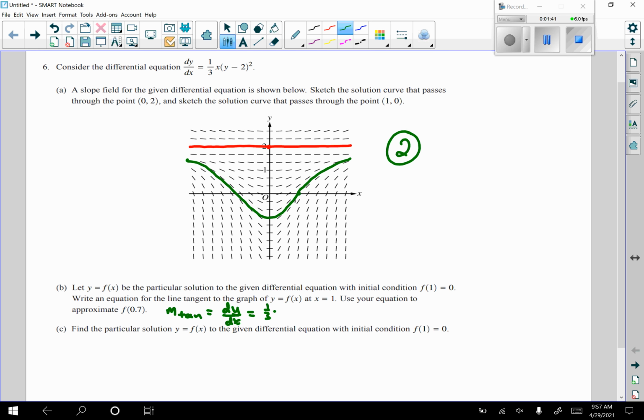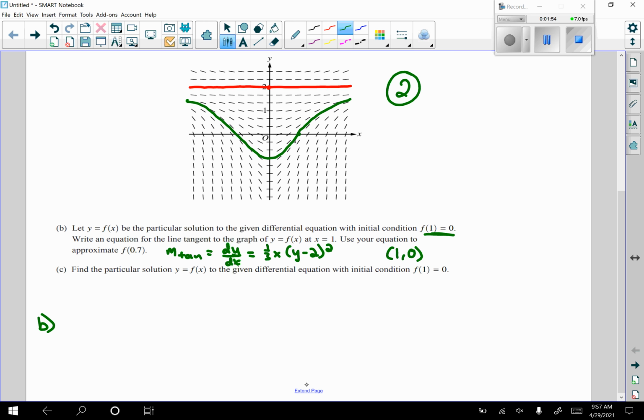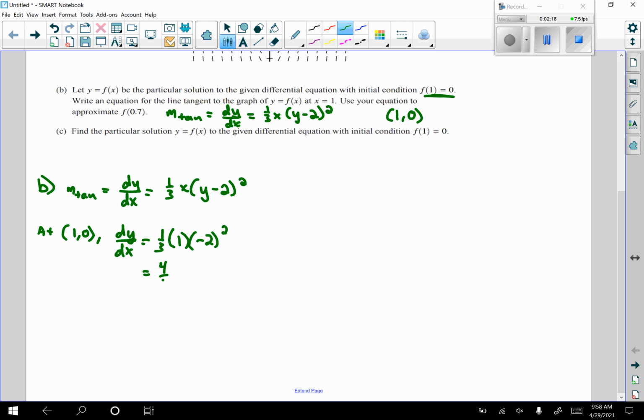So that's equal to 1/3 x times the quantity y minus 2, squared. And then we also need the point. Well, at x equals 1, y is equal to 0, so we would use the point 1, 0. So I'll write out the work below. So for part B, the slope of our tangent line, which is equal to dy over dx, is equal to 1/3 x (y minus 2) squared. I'll just write this out showing that we're using this. And then at 1, 0, dy over dx is equal to 1/3 times 1, times negative 2 squared, which is equal to 4/3.